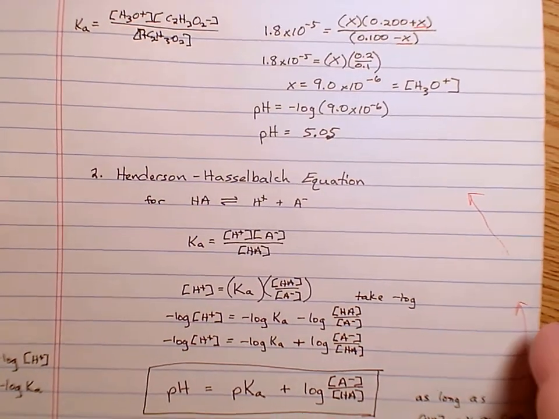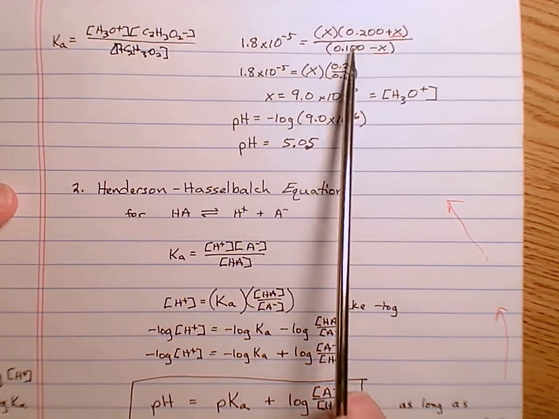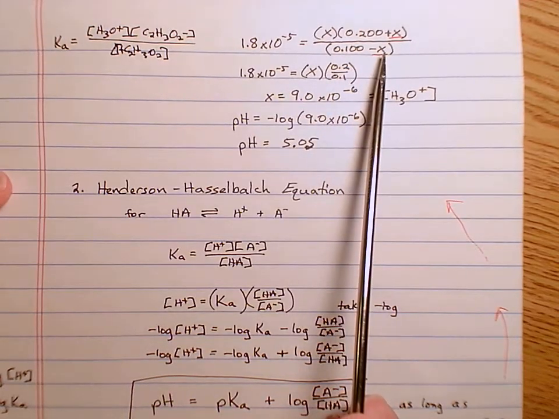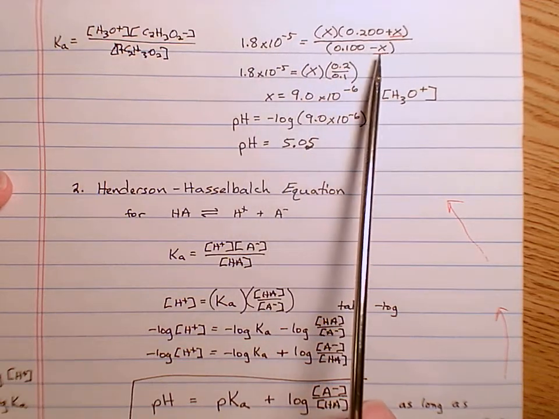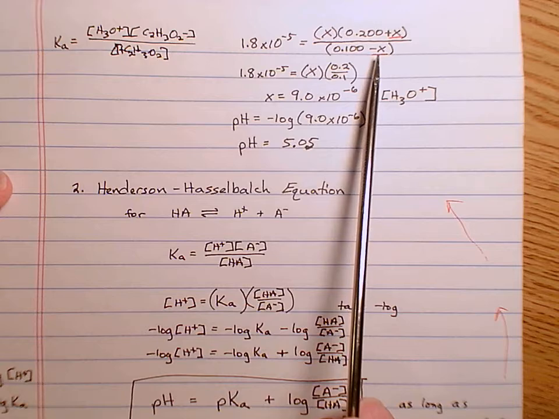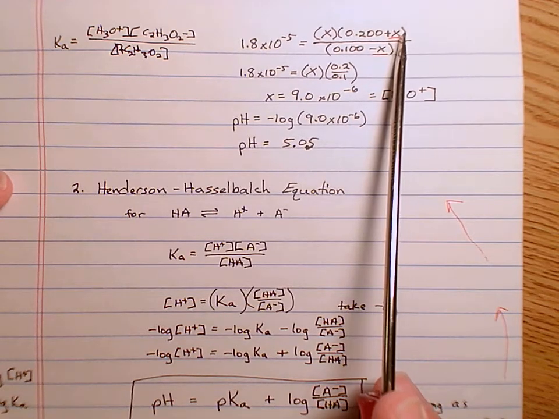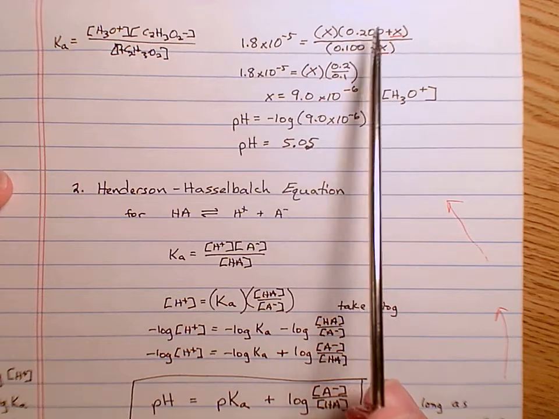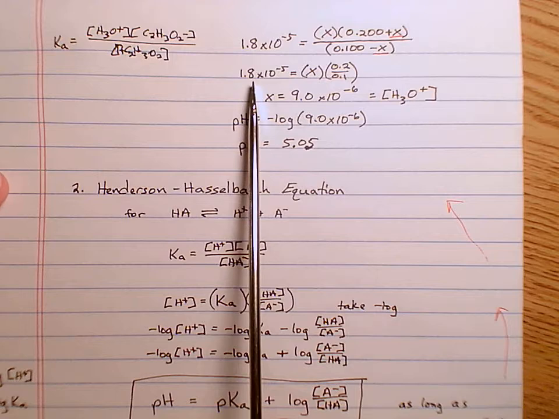And, oh, this is looking nasty, but remember how we could ignore this minus X here? Because this value of Ka is very small, and this is 0.1 or so, we can ignore the minus X. Can we also ignore this plus X? Well, yeah, for the same reason, because X is going to be very small compared to 0.2, so we can ignore this plus X. And all of a sudden, this math becomes easy.